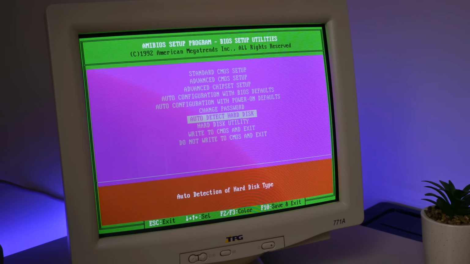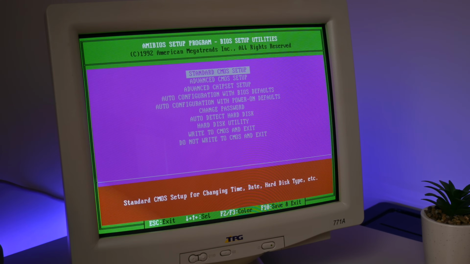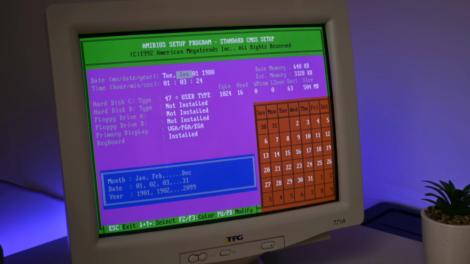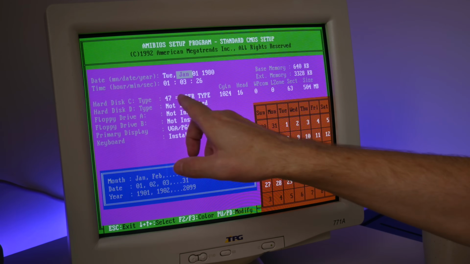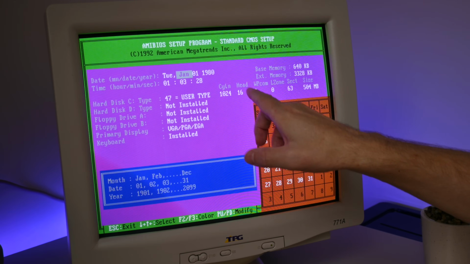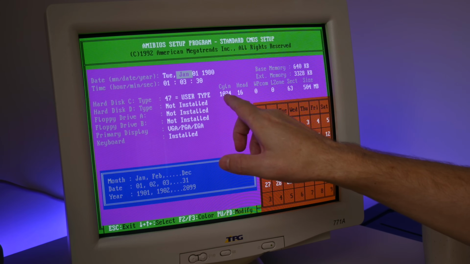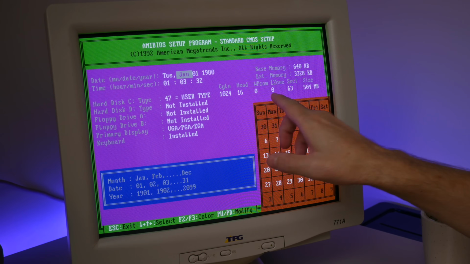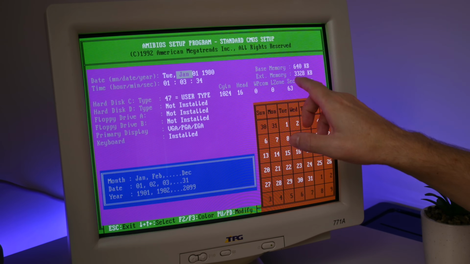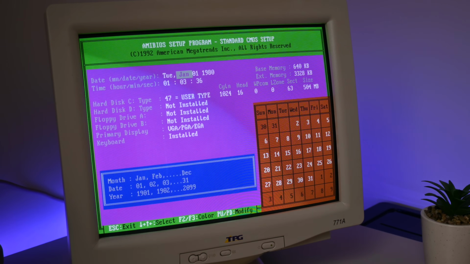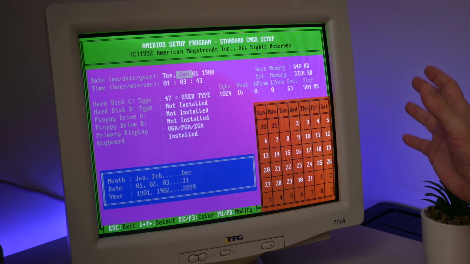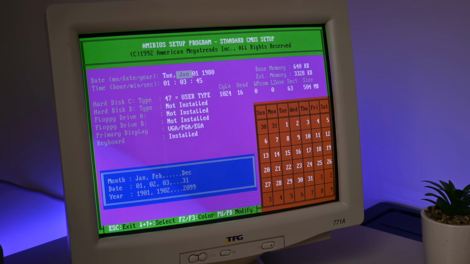It can auto detect the hard drive, but if it doesn't have that, don't be scared. You can manually configure the cylinders, the heads, and the sectors. If you go with 1024 for the cylinders, 16 heads, and 63 sectors, you will get 504 megabytes, and that should work on most 386 machines. That's enough capacity for a lot of retro games, so a nice failsafe.